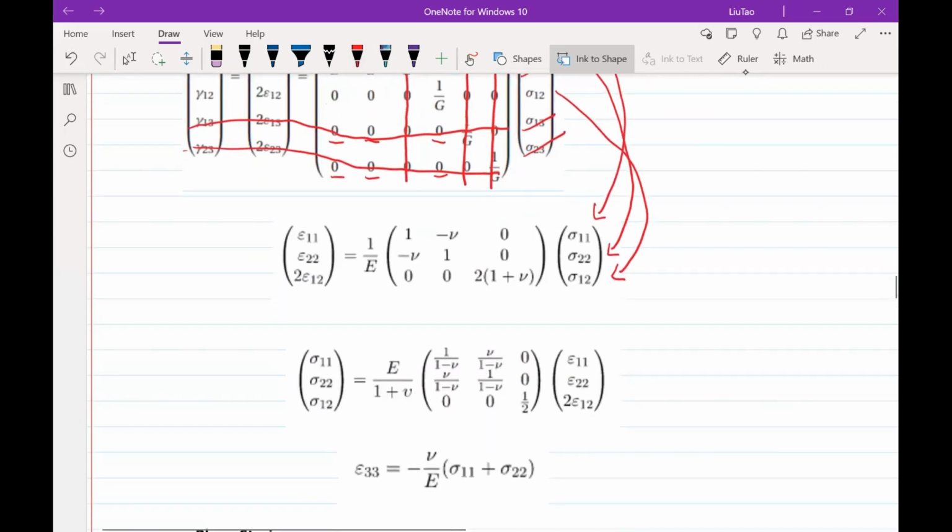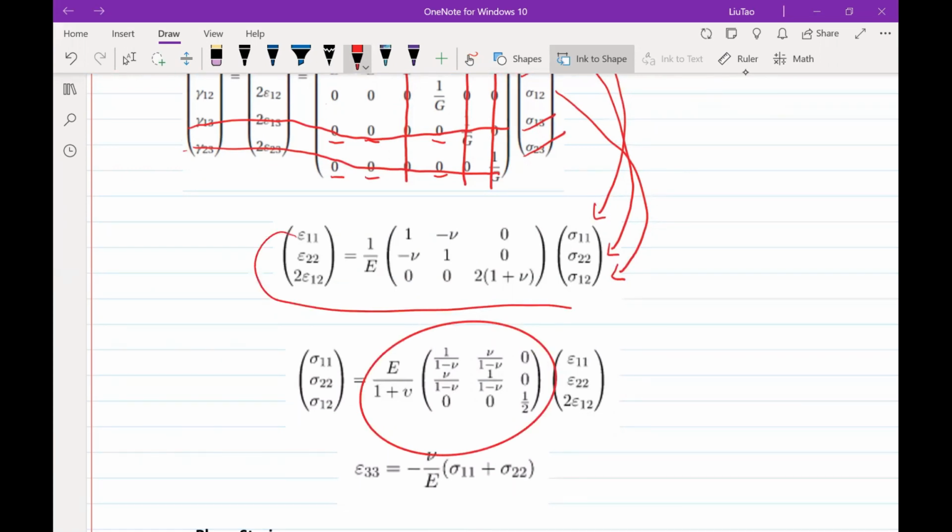And similarly, we can find the inverse of this matrix. So the inverse of this matrix looks like this. So given the strain, we can find the stress.